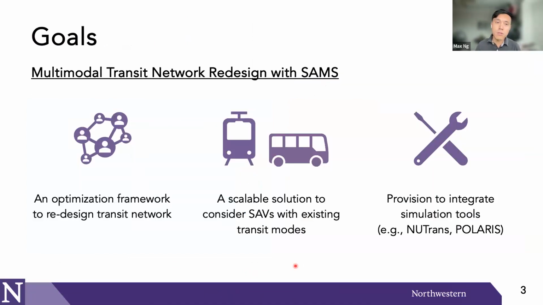So our goal of the project is to redesign a multimodal transit network with SAVs, shared autonomous vehicles. We want to develop an optimization framework to redesign transit network and offer a scalable solution to consider these SAVs with the existing transit modes. We also want our tools to be able to be integrated with other simulation tools such as TRANSIMS from Northwestern or POLARIS or VISSIM.